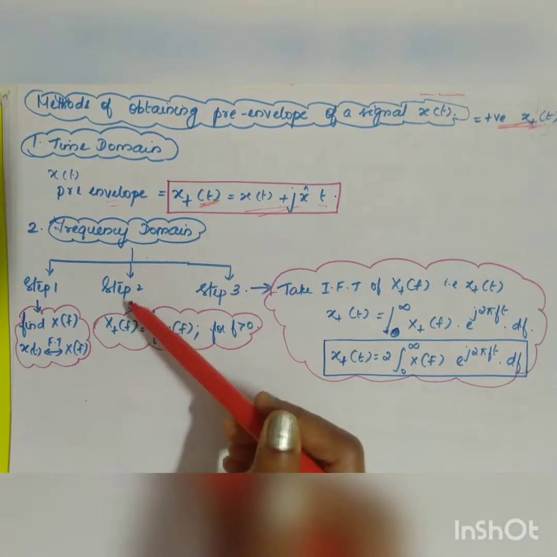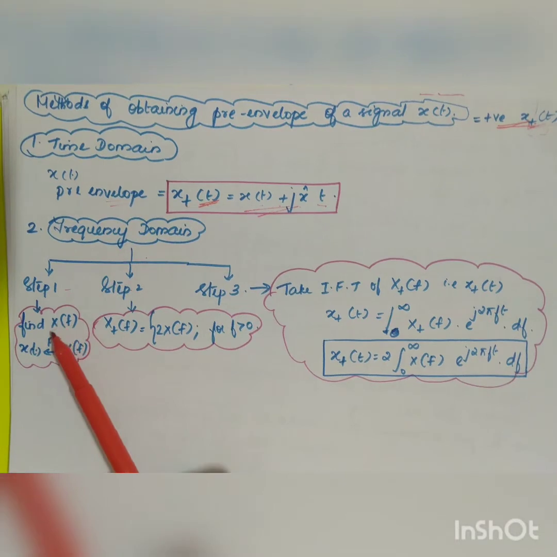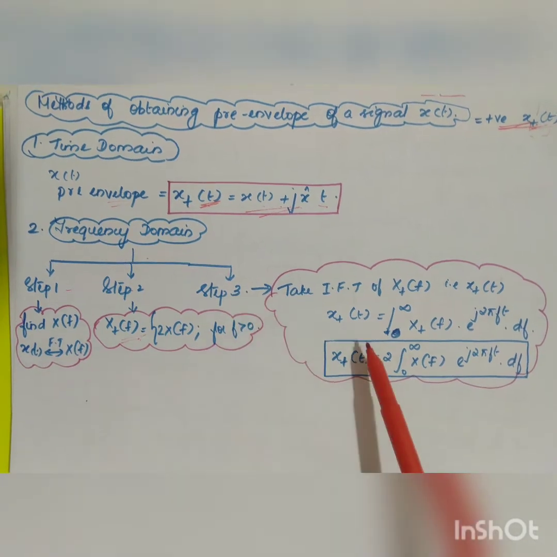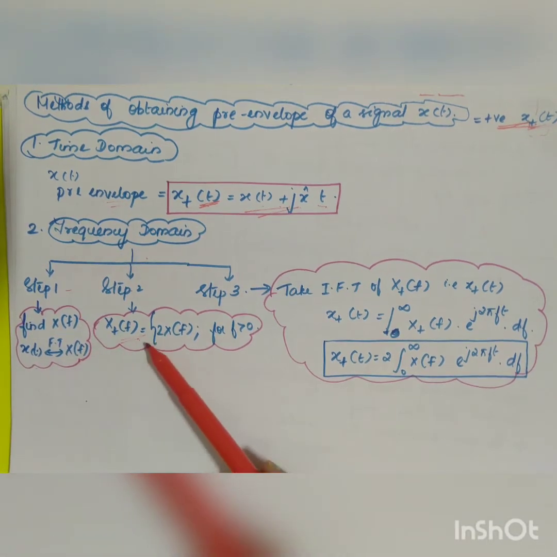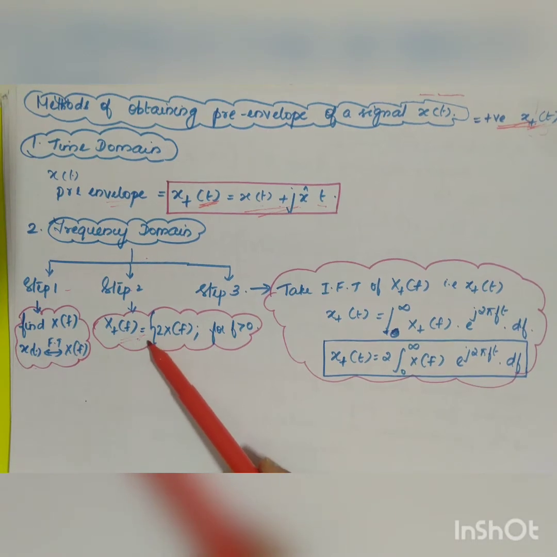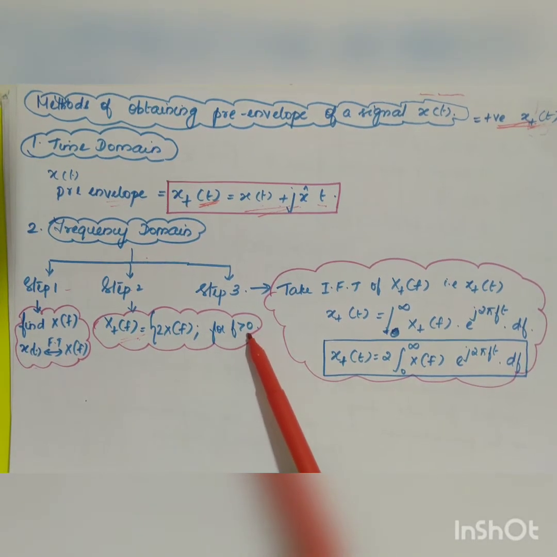In the frequency domain, you have to follow three different steps. First step, you have to find the Fourier transform of x(t). Second step, you have to find the pre-envelope, and the third step, you take the inverse Fourier transform. So if you take the Fourier transform of x(t), you will get X(f). So what is your pre-envelope in the frequency domain? 2 into X(f) for f greater than 0, right?